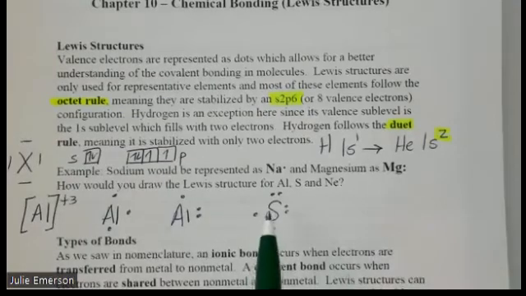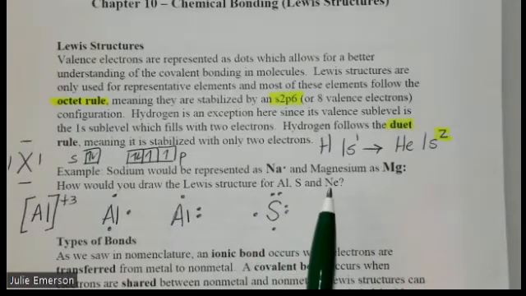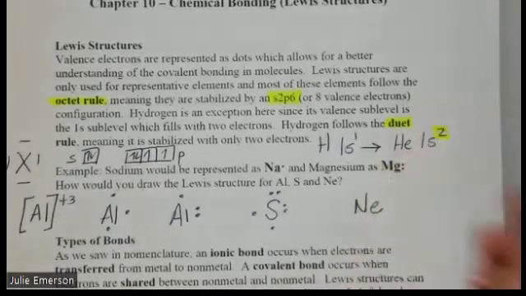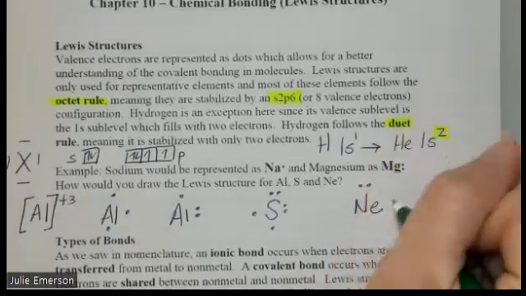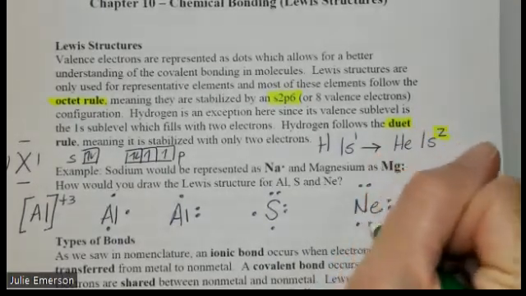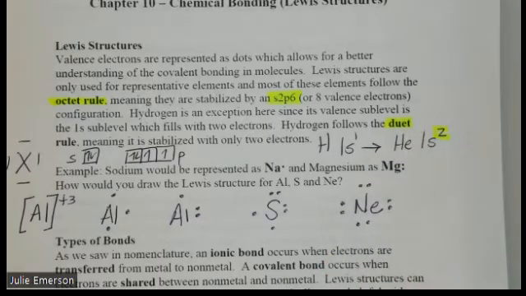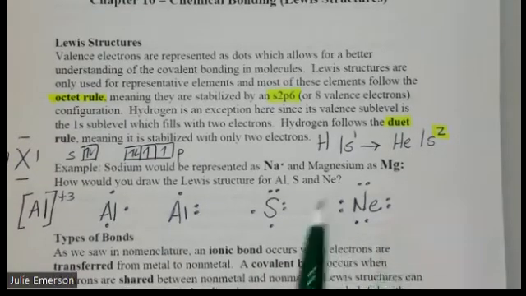Now, sulfur, like everything else, wants to look like a noble gas. And neon is an S2P6, group 8, right? So there's 8 valence electrons. There's something very satisfying about having 4 pairs of electrons in your valence shell. So that S2P6 is like a stability switch clicking on. So everybody's trying to look like that noble gas configuration.